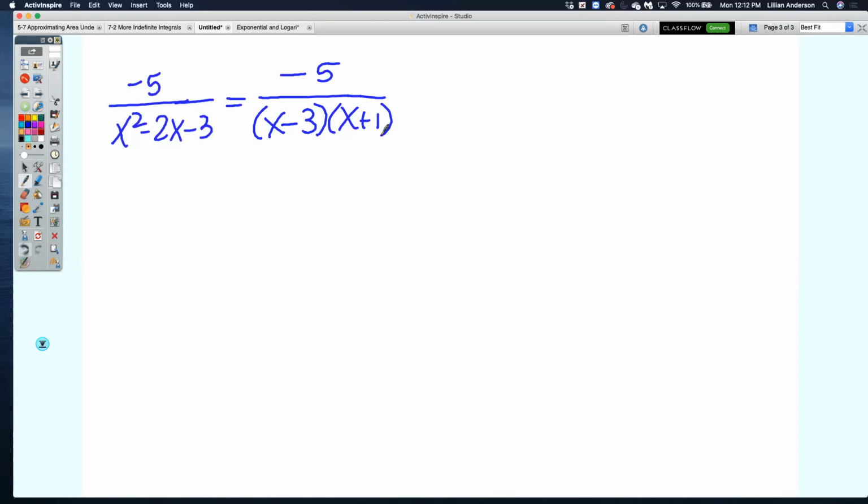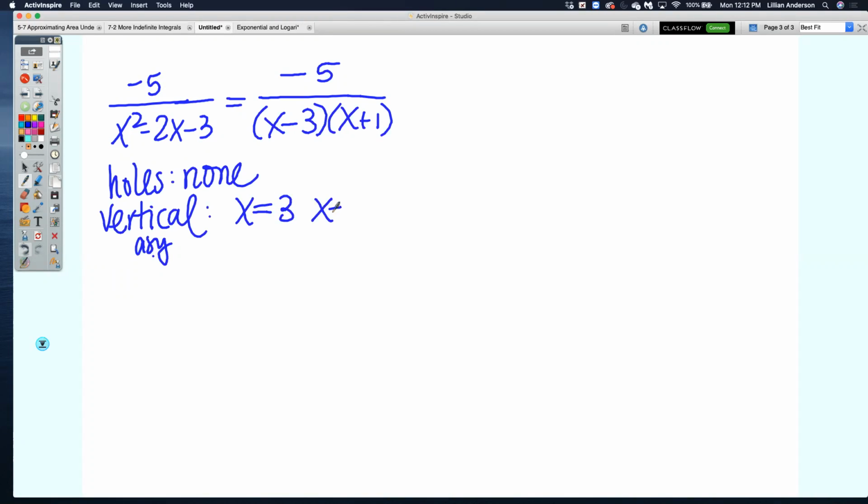Yes? Yes. Do I have any holes? No. I have no holes. So that means that both of these pieces in the denominator are going to be my vertical asymptotes. They're going to be located at x equals 3 and x equals -1. Do I have a horizontal asymptote? Yes. Y equals 0. Anytime your denominator is bigger than your numerator, it's always going to be y equals 0. So that means I won't have a slant asymptote.